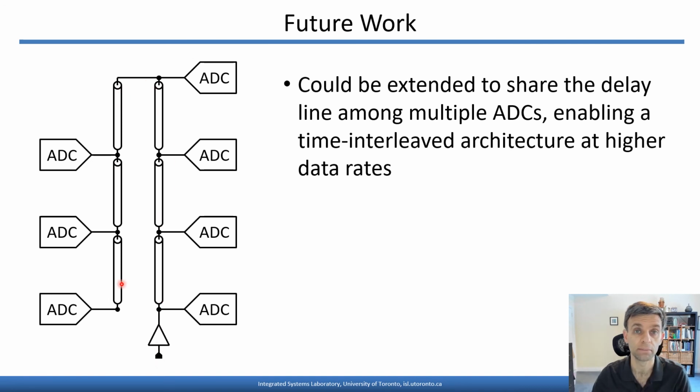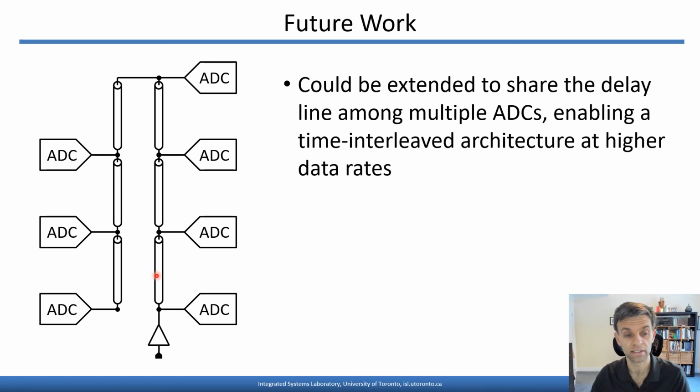Now you can imagine that once you're providing the input to an analog delay line like this, you're already creating multiple delayed copies of the input waveform. You can reuse that delay line to time interleave the analog to digital conversion. And so that would amortize any power or area overhead associated with the delay line over many A to Ds and allow you to achieve a much higher overall sampling rate.